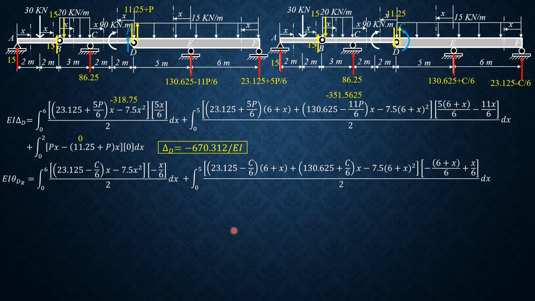So that's it only, because this is now not a function of the couple. Prior to integration, C is 0, so the value of the integral here is 63.75, while here the value is 85.9375. Combining, theta D just to the right is equal to 149.688 over EI. So that's it for this solution.